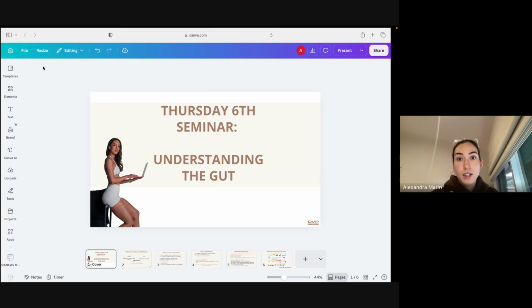Now, low ferritin, on the other hand, can actually indicate poor absorption of iron. So poor absorption, poor utilization of iron.